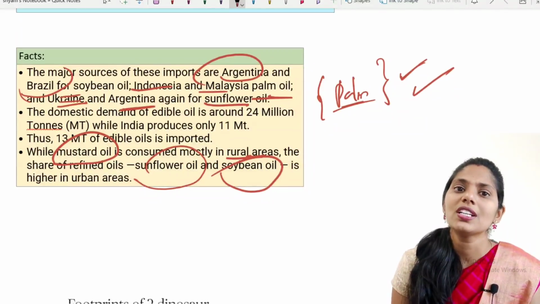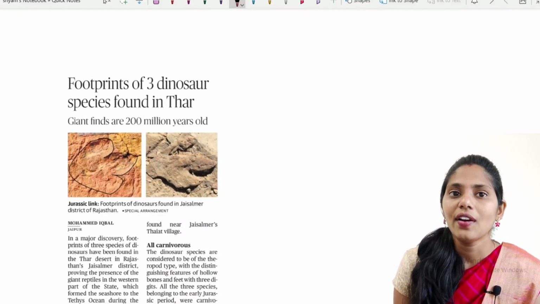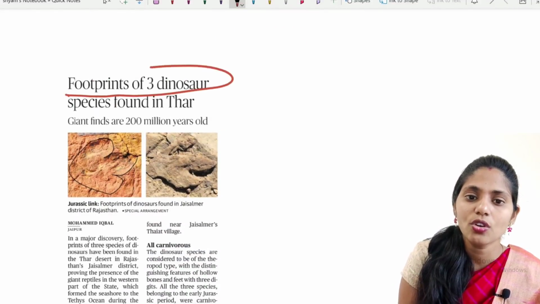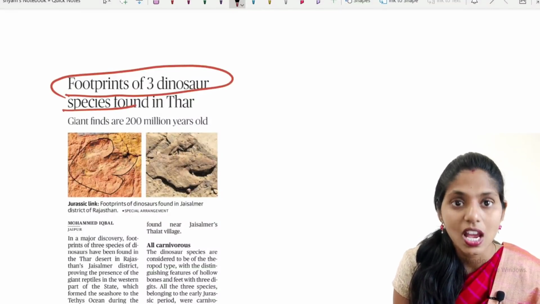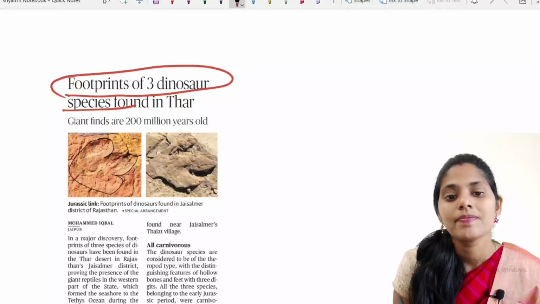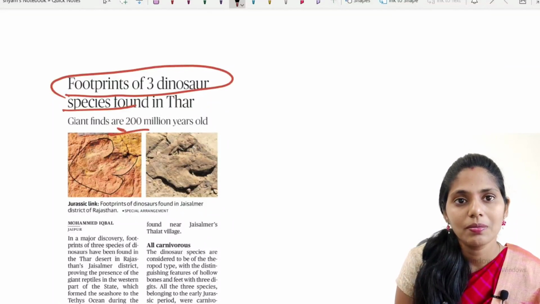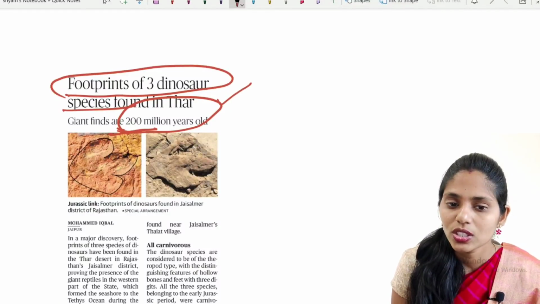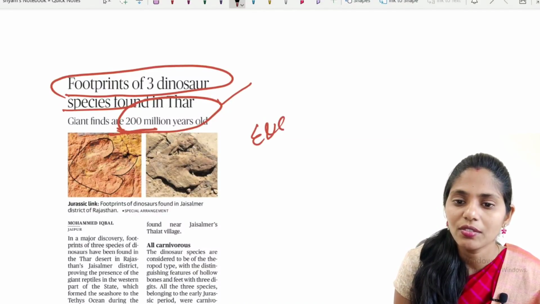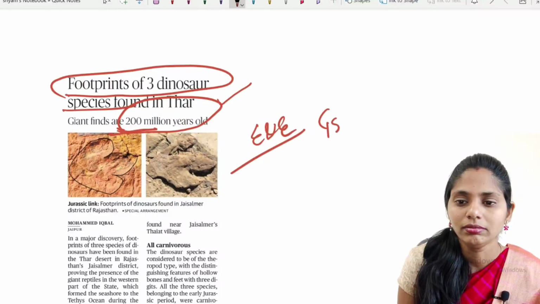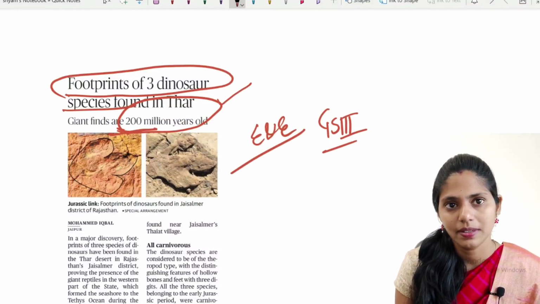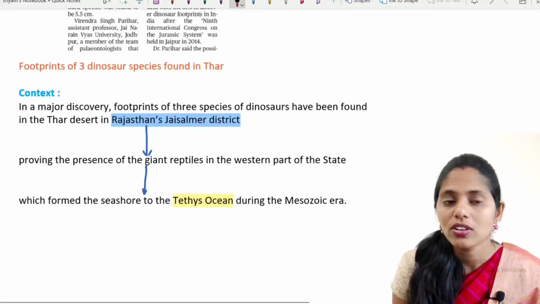So these are some important things that you need to remember. And now let us talk about the next topic. The title says footprints of 3 dinosaur species found in Thar Desert. These mainly belong to 200 million years ago. This article will be important regarding environment and ecology. This mainly comes under GS paper 3. And now let us talk about the context.